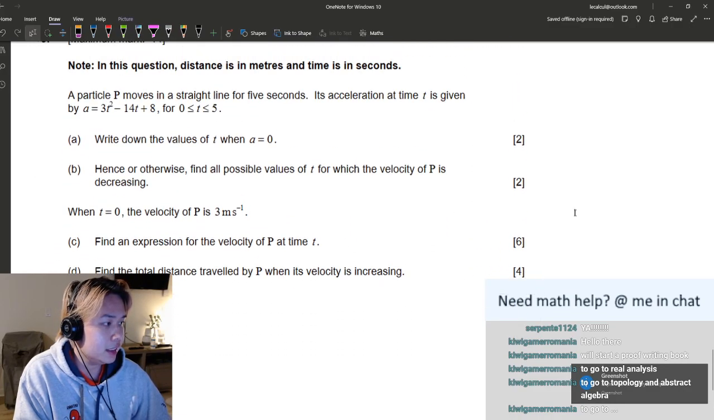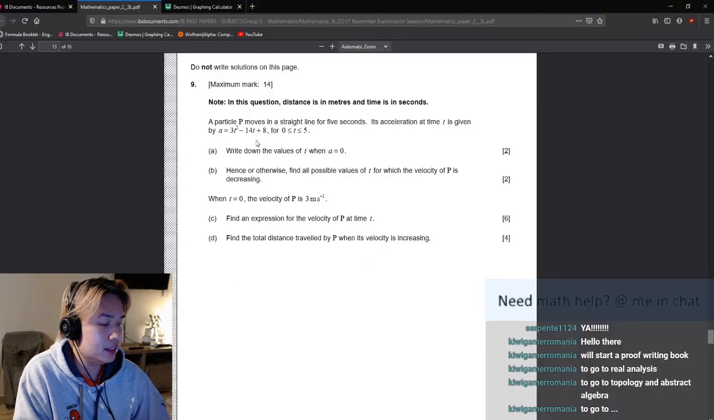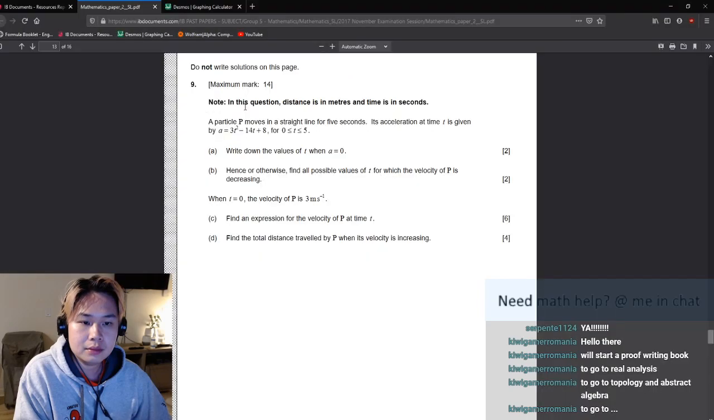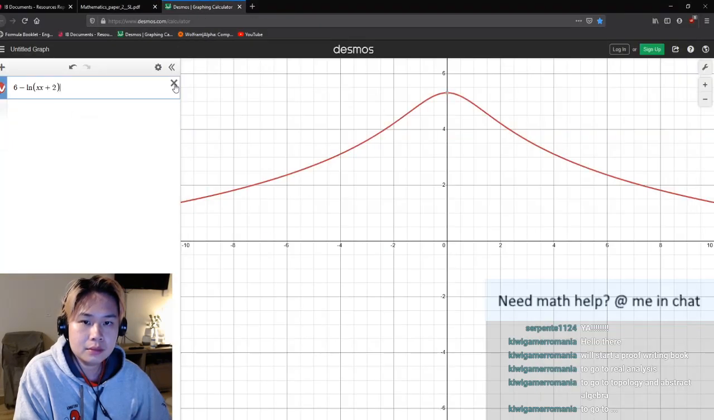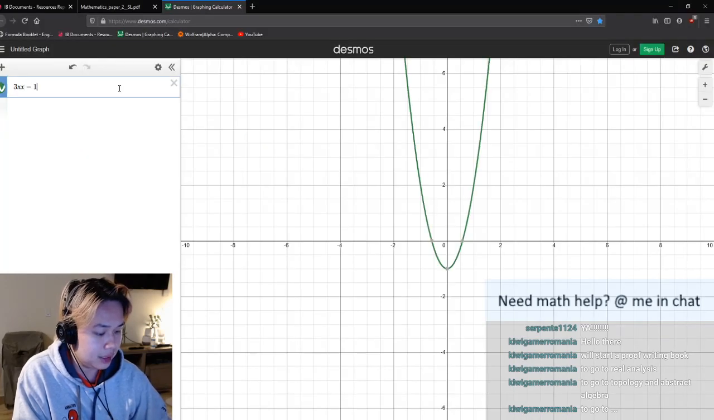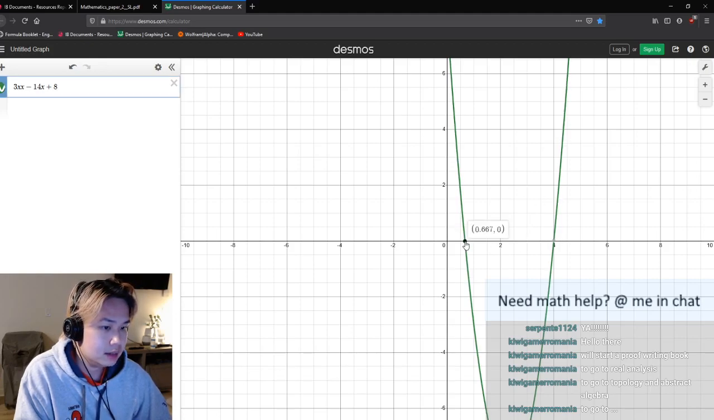Okay, typical calculus physics question. Particle, here's the acceleration. Write down the values when the acceleration is zero. So I can just graph this and then find the x-intercepts. So 3x squared minus 14x plus 8. So at, I'm guessing, 2/3 and at 4.